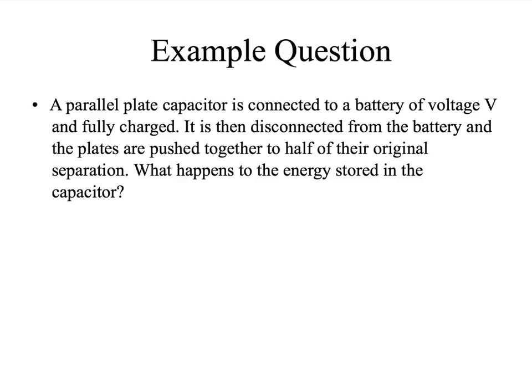We have a parallel plate capacitor connected to a battery of voltage V and fully charged. Then we disconnect it from the battery and the plates are pushed together to half their original separation. And we are asked, what happens to the energy stored in the capacitor? Well, originally, capacitance is equal to the charge over the voltage. And so we could write the energy stored a lot of different ways, but one of the ways is the energy originally is going to be 1/2 times that original capacitance times the original voltage squared. Okay, so this is at first.